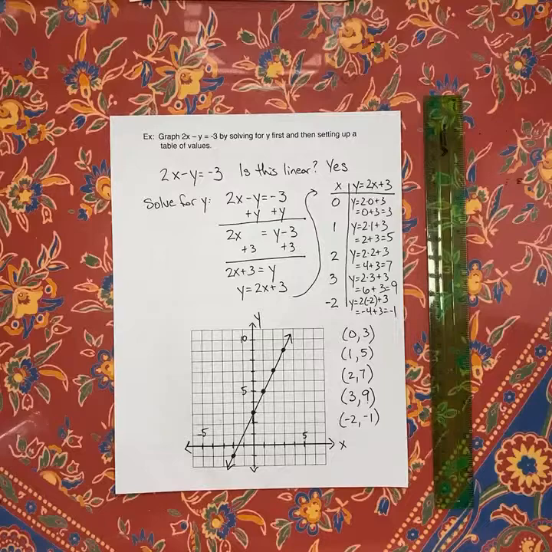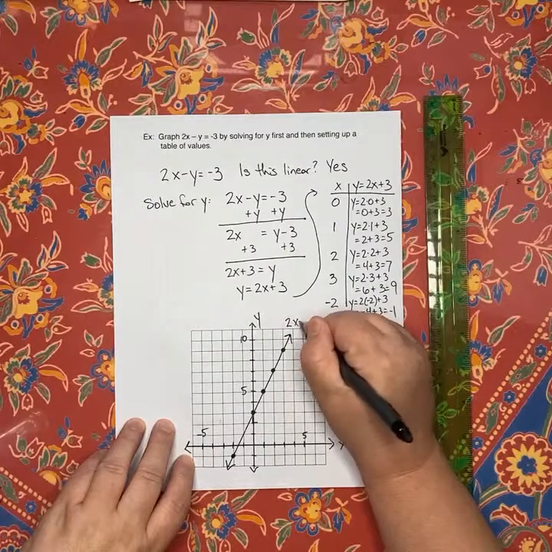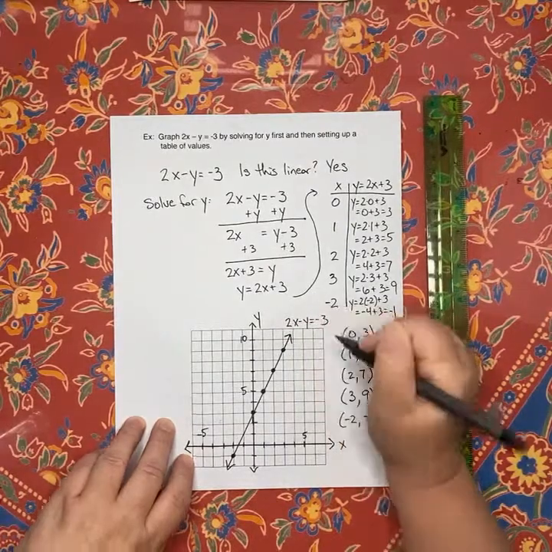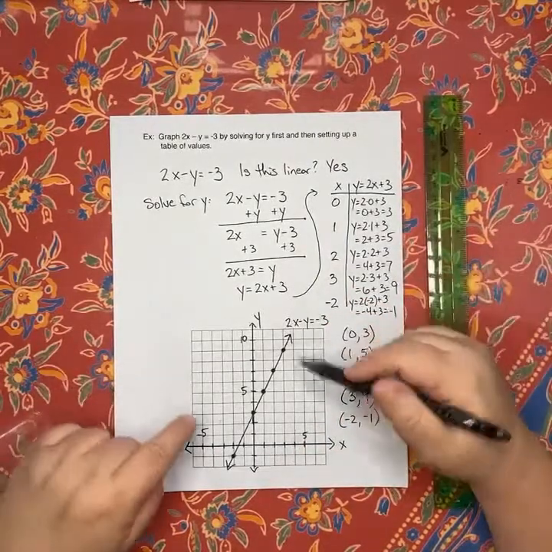We got a line. Congratulations. That's really awesome. Now I'm going to label this as 2x minus y equals -3 so that everyone, looking at the graph, sees it. And then again, let's review. What does this line mean?